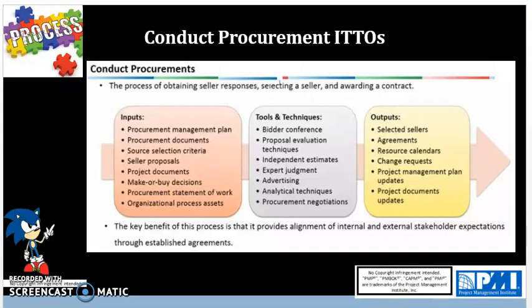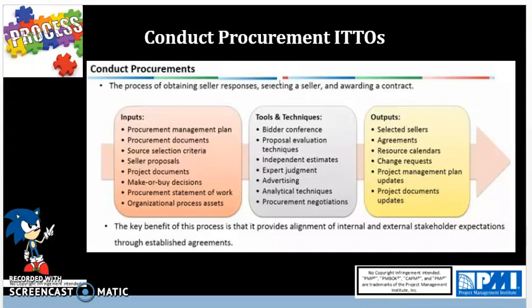Next input is going to be the OPAs, Organizational Process Assets, and this usually lists all prospective previously qualified sellers, information on relevant past experience with sellers, good and bad experiences, and reviews. Also having prior agreements could serve as an OPA.